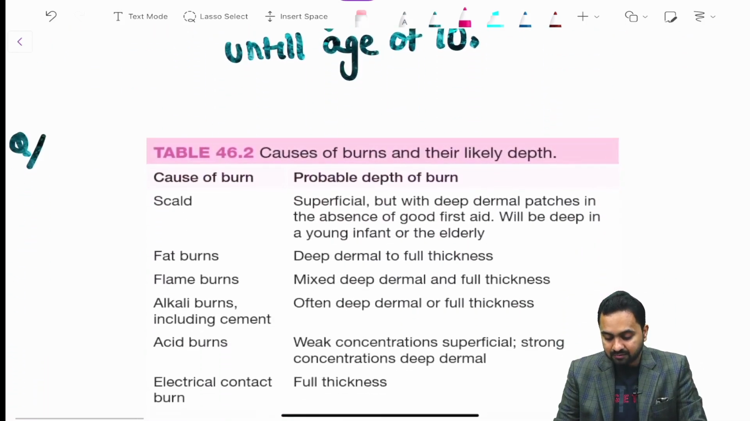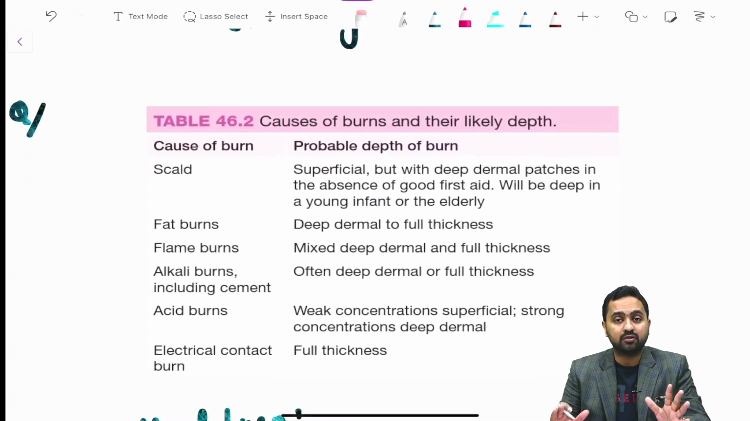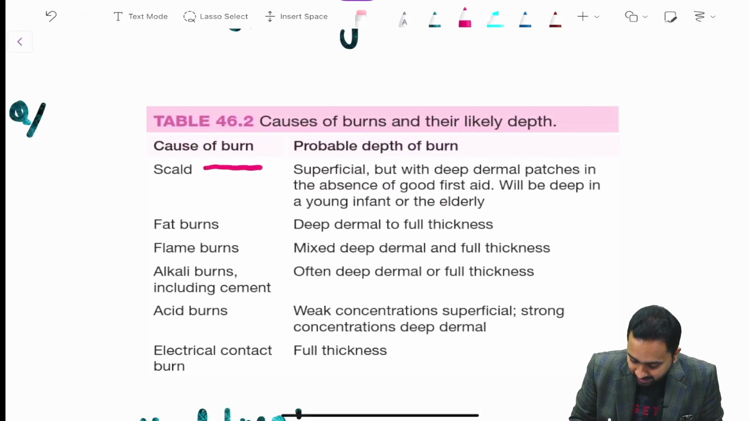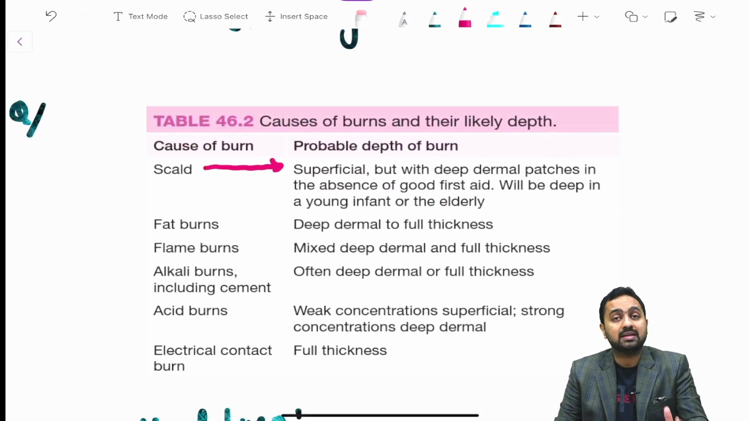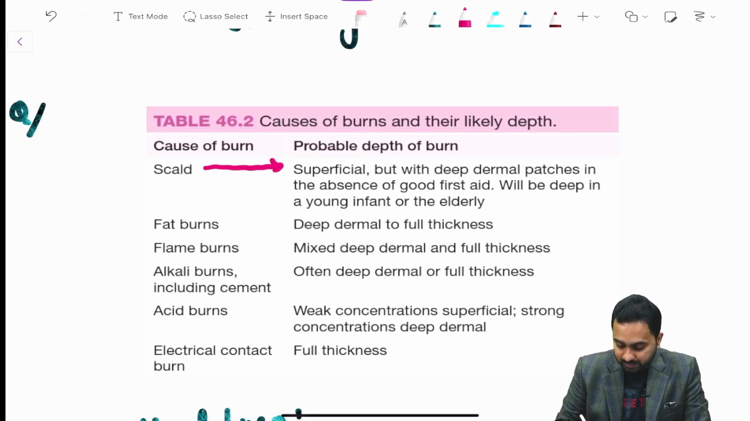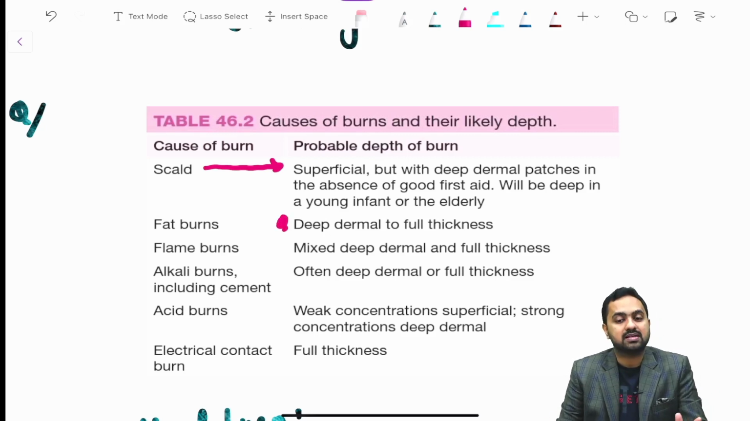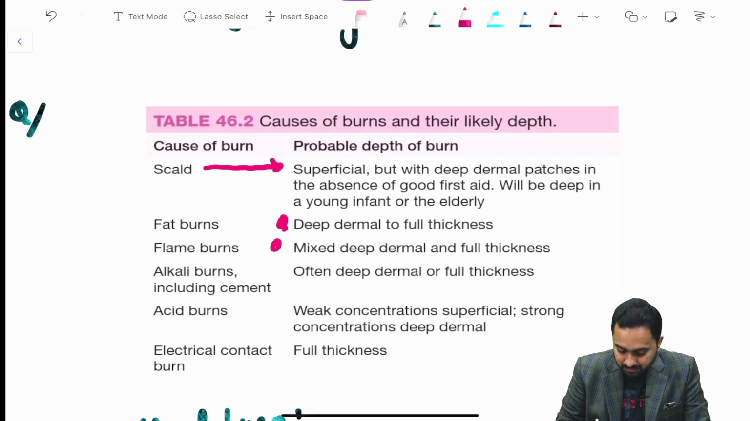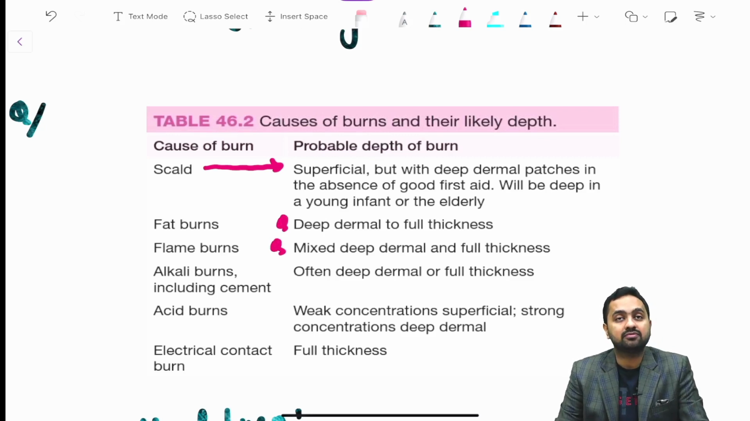Then we have the assessment of depth of burn. There are some causes of burn which help us to estimate the depth. For example, a scald is superficial but with deep dermal patches in the absence of good first aid. It will be deep in a young infant or elderly. Fat burn would be deep dermal to full thickness. Then flame burn would be mixed deep dermal and full thickness burn.